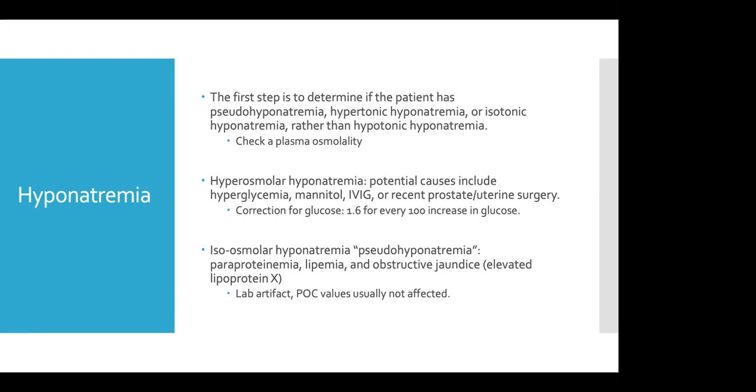Isoosmolar hyponatremia, or what we often call pseudohyponatremia, causes can include paraproteinemia, lipemia, especially with triglycerides, and obstructive jaundice. That's not necessarily because of the bilirubin, but actually because of an elevated lipoprotein X that is present when you have obstructive jaundice. And in general, it's thought of as a lab artifact. And interestingly, if you have point of care values, those won't generally be affected the same way that lab values would. So you may see a very low sodium on a lab draw, but if you had a point of care sodium, it actually might be normal.